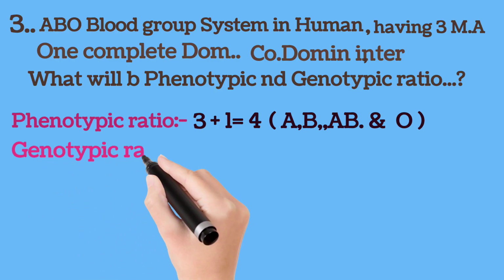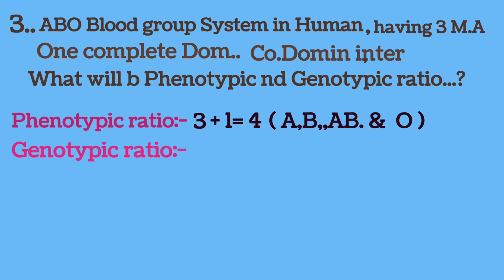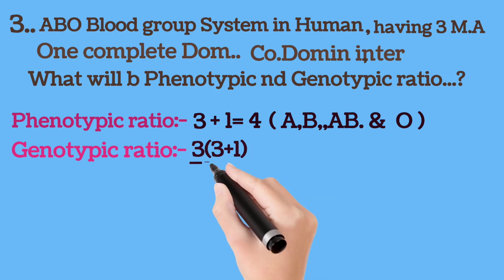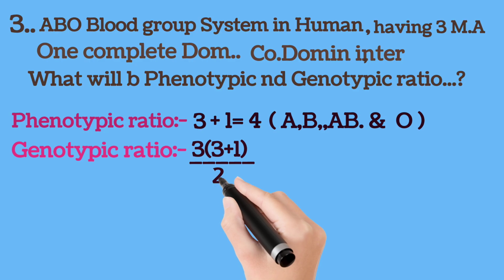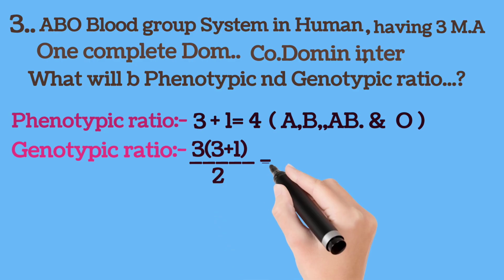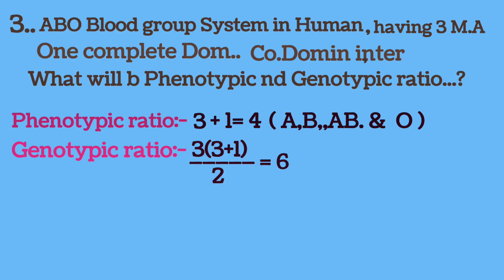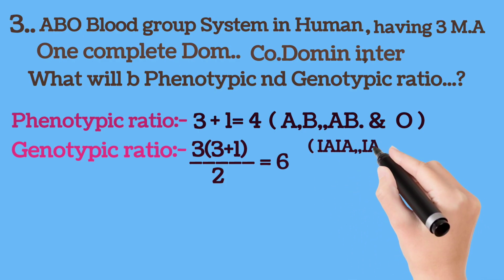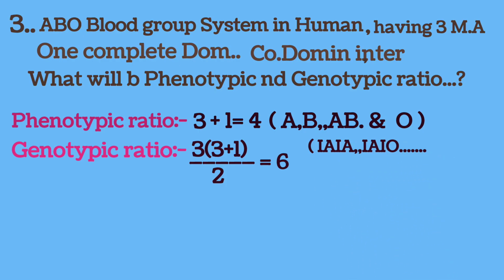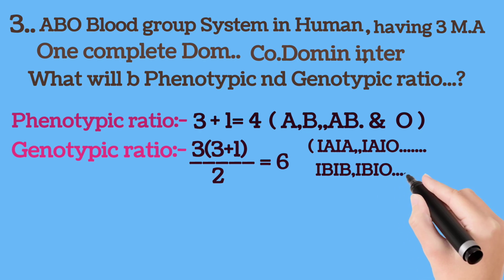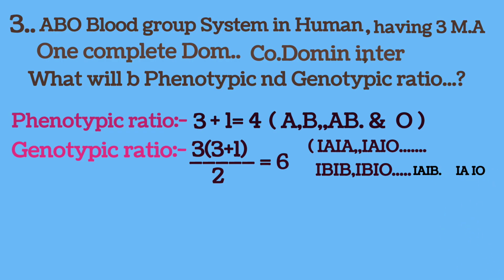And the genotypic ratio will be N into N plus 1 divided by 2. Here N is 3. We can write here 3 into 3 plus 1 divided by 2, and its value will come to 6. So we have 6 genotypes. Let me write it here. For A blood group, we have genotypes IA IA and IA I0. For B blood group, we have IB IB and IB I0. For AB blood group, we have IA IB. Accordingly, for O, we have I0 I0. These are total 6 in number.